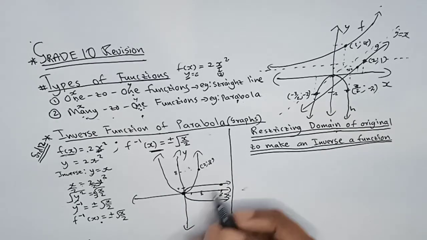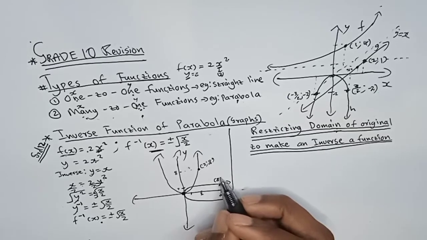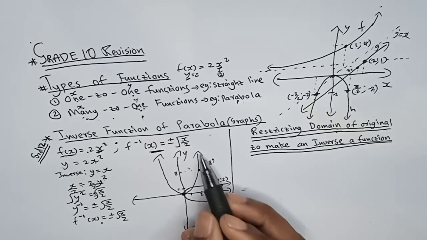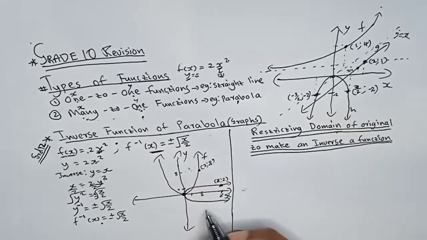Easy, ne? So now you have the point. This one, the coordinate will be 8 and 2. And you have your O here. So the inverse function of a parabola, this one will be your f, and this one will be your inverse.